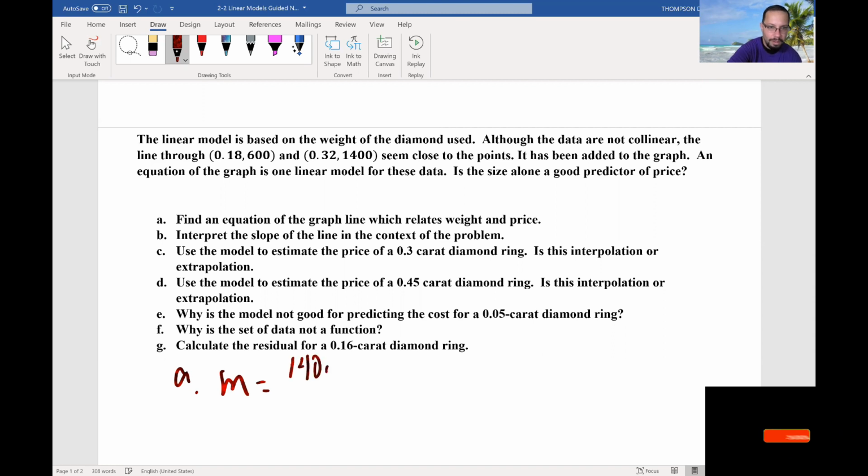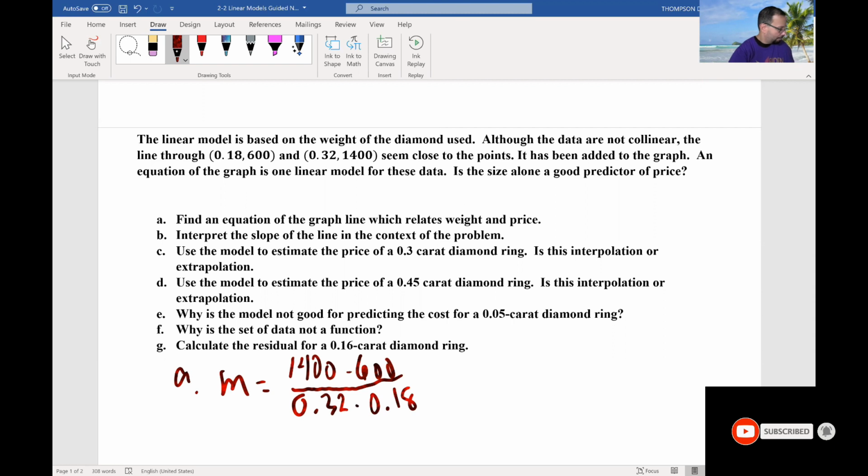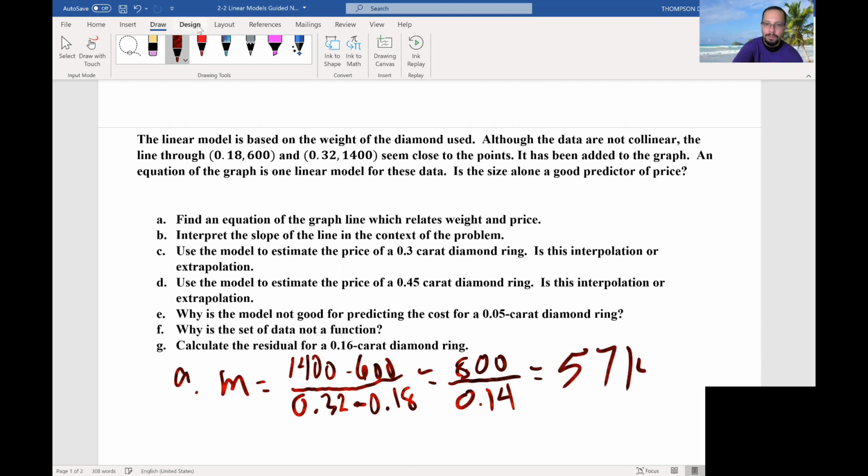So we're going to do 1400 minus 600, that's our y1 minus y2, all over 0.32 minus 0.18. For the top, we have 1400 minus 600, which gives me 800. All that over 0.32 minus 0.18, which is 0.14. And 800 divided by 0.14 is 5,714.29.